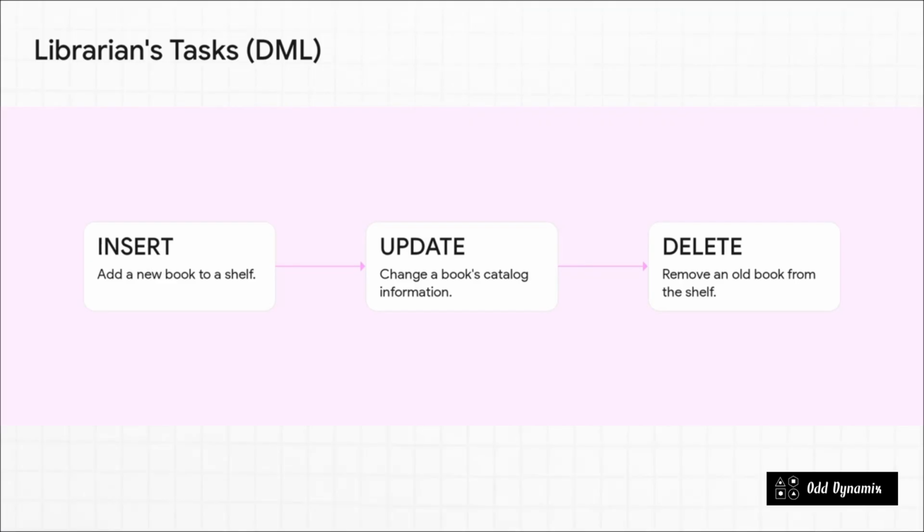And a librarian's day-to-day work really comes down to 3 main jobs. First, you insert. This is how you add a new book, or in database terms, a new row of data, onto a shelf. Then you update. This is for when you need to change something about a book that's already there, like fixing a typo in the title. And finally, you delete. That's for when you need to take a book off the shelf for good.